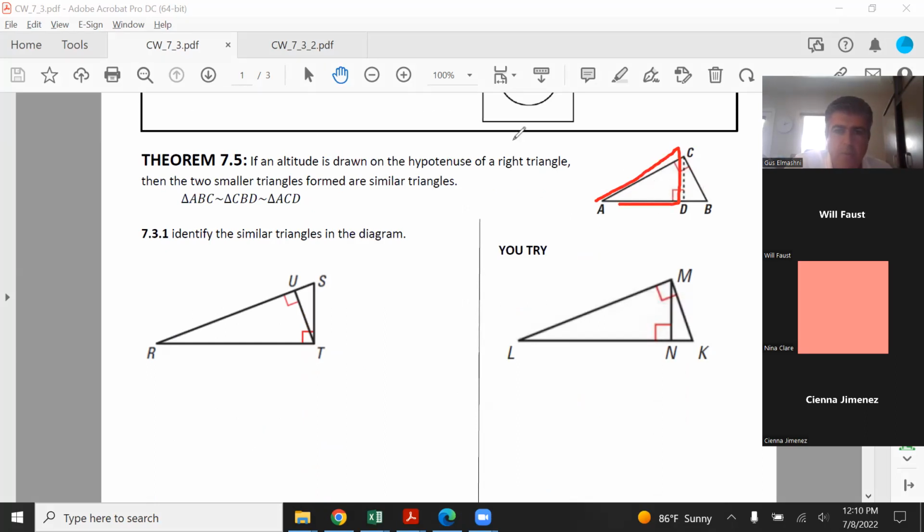Apparently, when you form a right triangle in this manner, so you do a right triangle ABC, and then you drop the altitude from the right angle to the hypotenuse, as they say here, an altitude is drawn on the hypotenuse of the right triangle, the two small right triangles you get are going to form similar triangles. How do I know that? Let me help you out a little bit to get a better understanding. So let me go to a whiteboard.